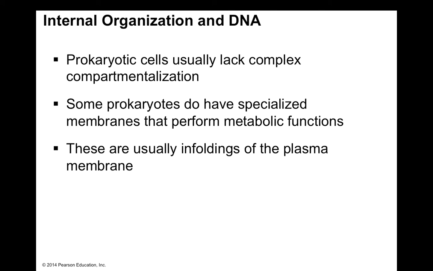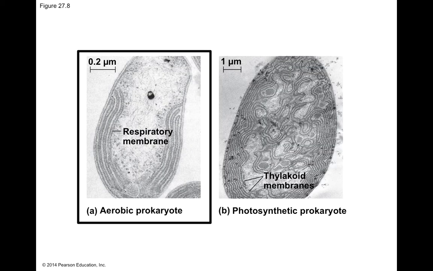Now let's look at the internal structure. Again, prokaryotic cells are known for not having any membrane-bound organelles. However, certain bacteria can develop specialized membranes to compensate for not having certain organelles. For example, even though bacteria don't have mitochondria, membranes can specialize to be able to perform cellular respiration.